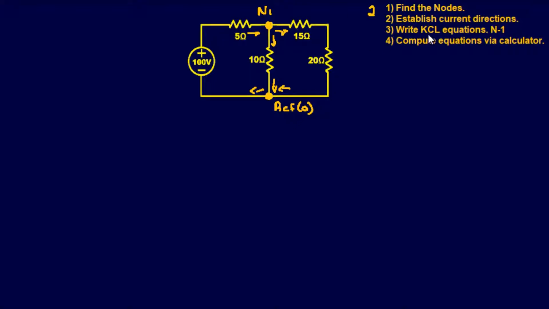And then when you write our KCL equations, so n minus 1, I found 2 nodes, so a node minus 1. So we only need to write 1 equation. Again, we could have solved this with Ohm's Law, but I just want to get our feet wet with how to do nodal analysis. So, now with writing our equations, your inputs must equal your outputs.